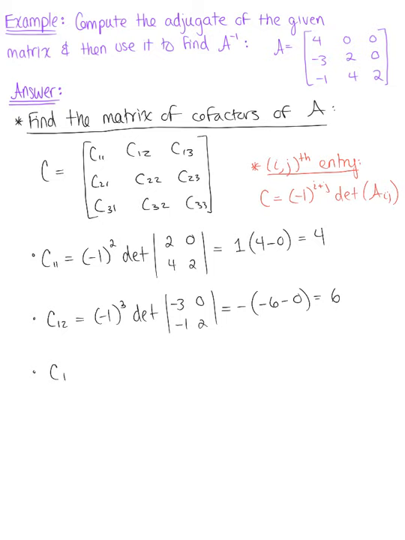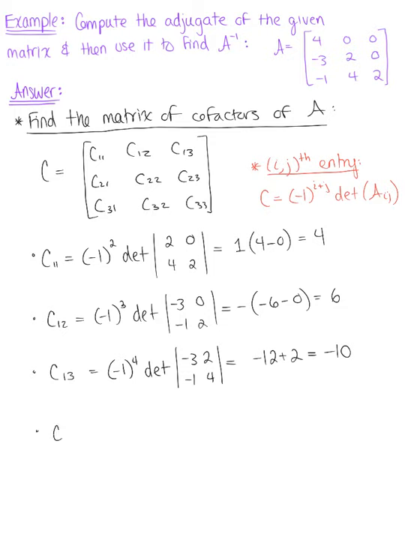We have the cofactor in the first row, third column. So we have -1 to the fourth multiplied by the determinant of the submatrix -3, 2, -1, 4. So this is positive 1 multiplied by -12 minus a -2, or plus 2, or -10.